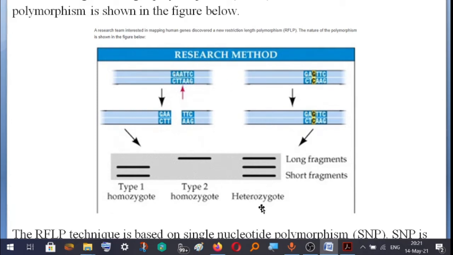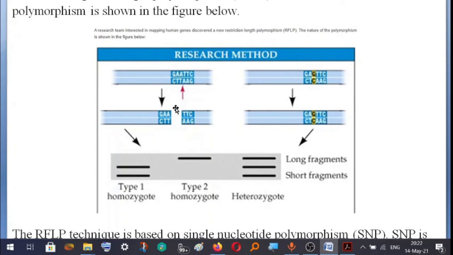In other words, the heterozygotes have both these combinations. Therefore, we should be expecting both types of bands here. That is, the topmost band comes from this bigger piece of DNA, and these two bottom DNA bands come from the other piece of DNA which has the restriction site. I hope you guys have understood the concept of RFLP here.